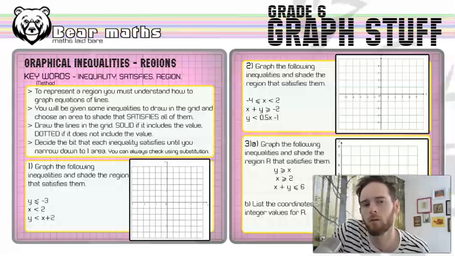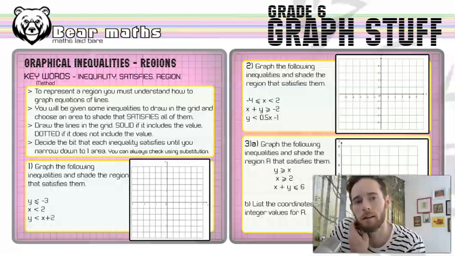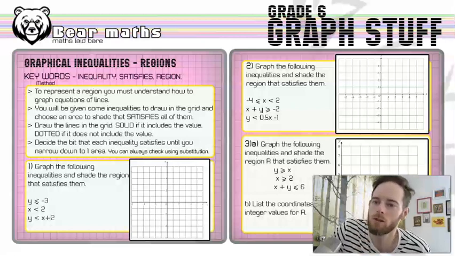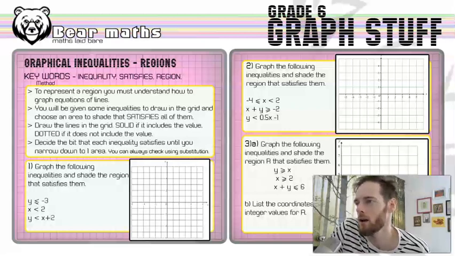Now, the keywords I've got for you here are inequality, satisfies, and region. An inequality is a symbol that's used in maths to show something is not equal to. The word satisfies, in this context, basically means makes mathematical sense, and I'll help you understand that a little bit further when I do the examples. And then the region is the area of the graph that we're going to shade in. That is the bit that we want to identify, and we'll call that the region.